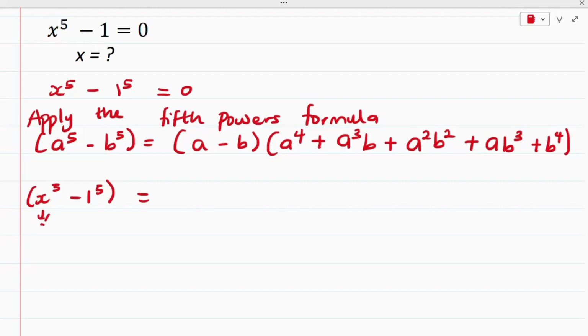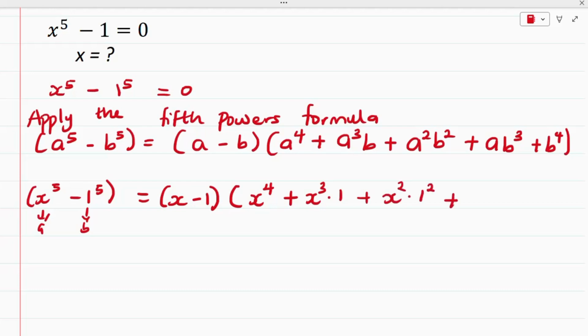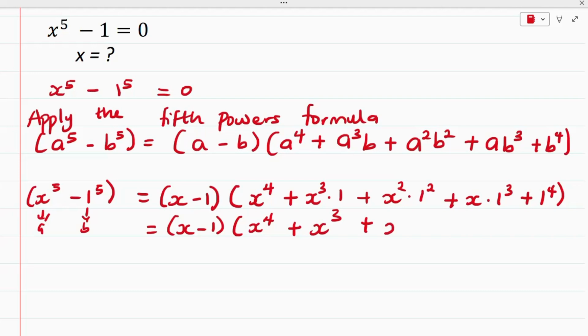So we have that x is a and 1 is b. So we have this to be x minus 1 into x raised to the power of 4 plus x raised to the power of 3 multiply 1 plus x raised to the power of 2 multiply 1 raised to the power of 2 plus x multiply 1 raised to the power of 3 plus 1 raised to the power of 4. So this is equal to x minus 1 into x raised to the power of 4 plus x raised to the power of 3 multiply 1 is x raised to the power of 3 plus x raised to the power of 2 plus x plus 1. So we have this right here.